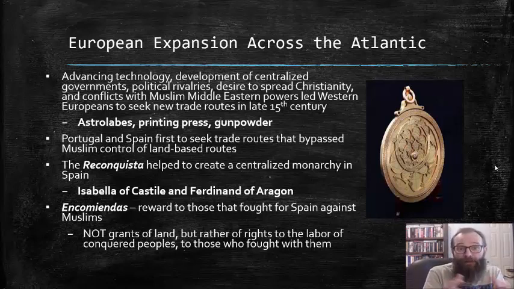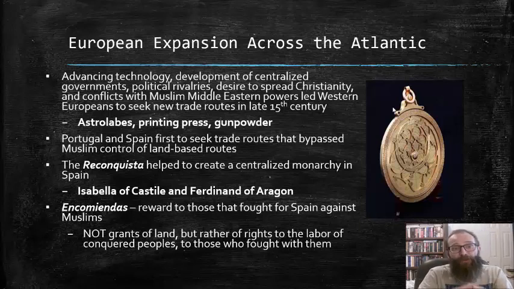Some of these new technological developments, including the astrolabe, which is represented here, which was a very advanced navigational device that really led to the ability of Europeans to spread further out on the oceans. Of course, the printing press and the rapid increase in the speed of communication that resulted from it also had a profound effect. And of course, the development of gunpowder and firearms led to even more destructive conflicts and rivalries at the time.